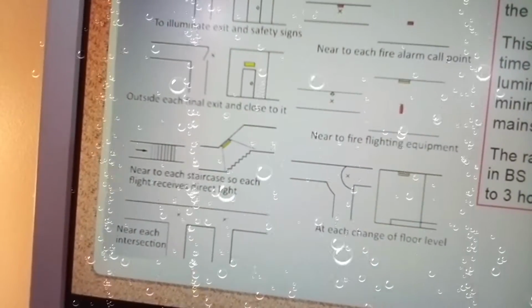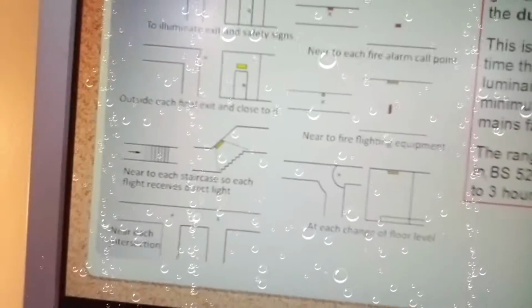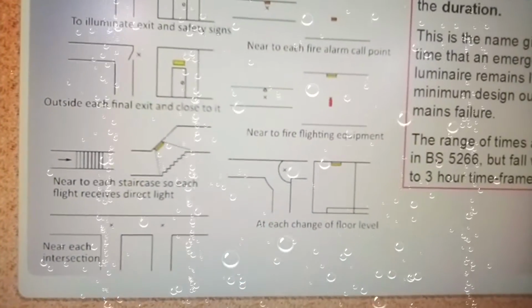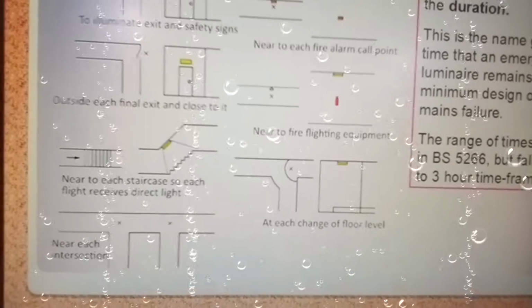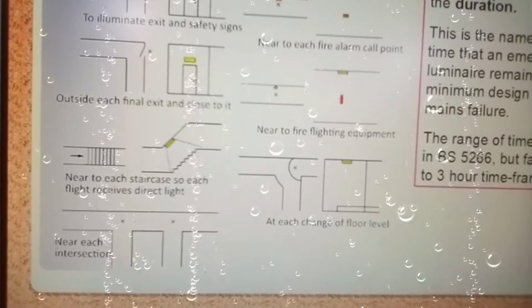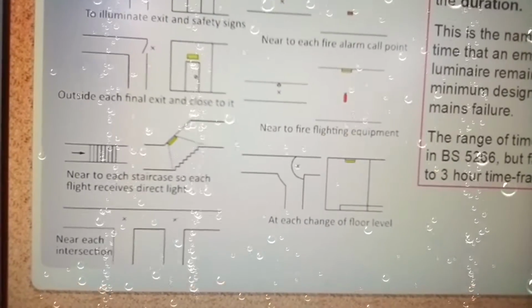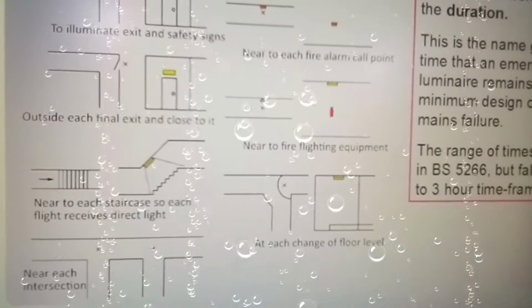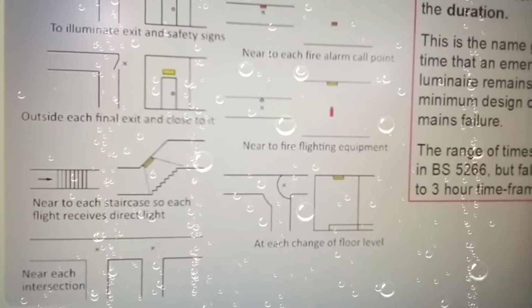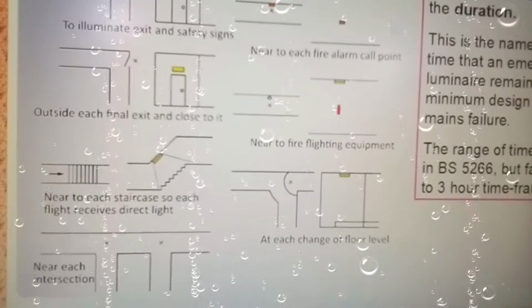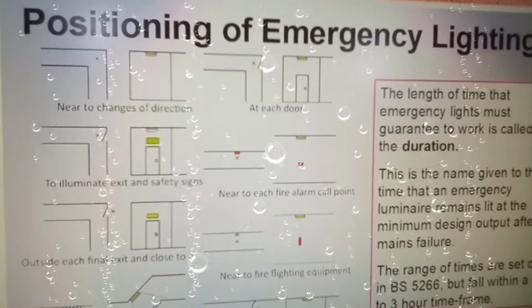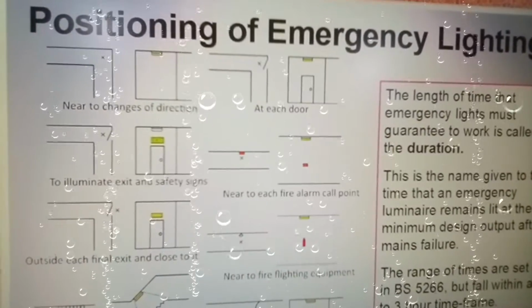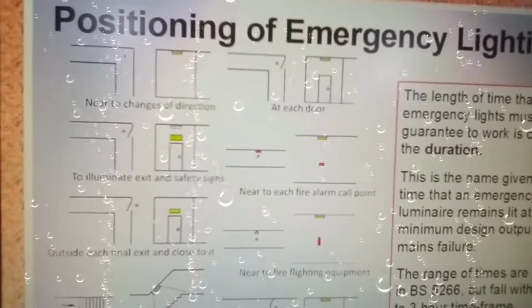It's just the positioning of the light, where the lighting should be at a sensible point in time and place, to ensure safe and speedy exit from a building should a building be on fire. That's what this is indicating and telling you. It's down to you to check and make sure that you're putting these lighting points in the most effective positions.